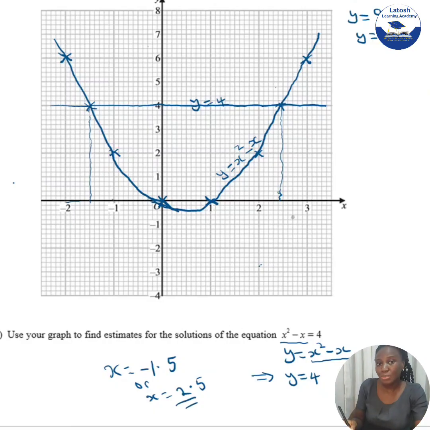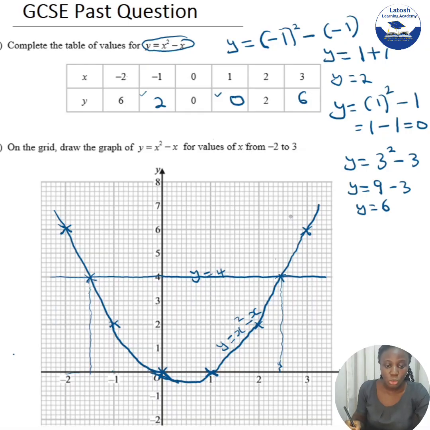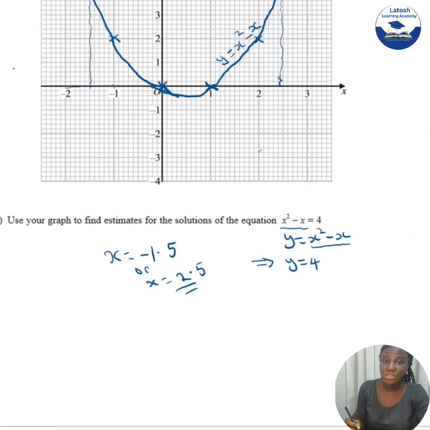So like I said, as simple as this question is, if you don't know how to substitute, you might not get the correct table. If you don't know how to handle negative numbers, you might not get the correct table. Then if you don't know how to draw a curve, you can lose some marks. Then the common mistake 3 is to find the corresponding values of x, not stopping at 4. I hope you understand it and you can see how simple it is.